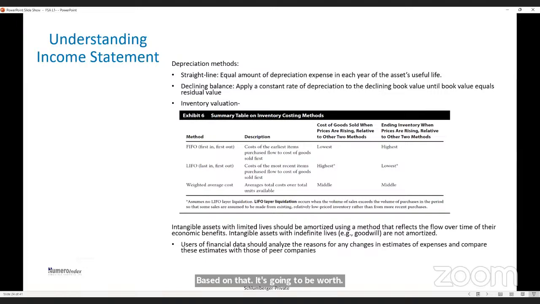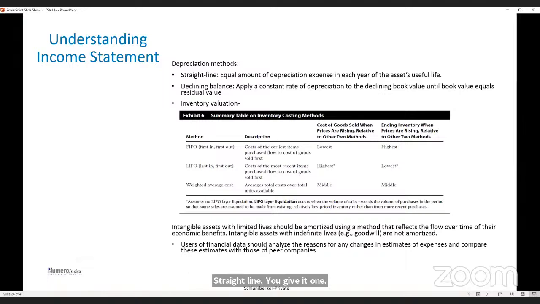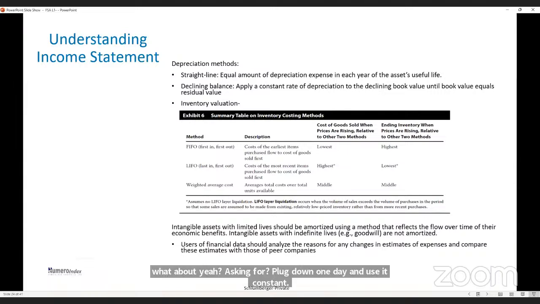Expect questions where they'll be comparing these things in terms of IFRS and US GAAP, or comparing straight line, FIFO, LIFO. Please be careful, just calmly distill it. You can even give it some numbers in the exam, right? Since you know that double declining is going to be higher, you can give it like 2. Straight line, you give it 1. Then whatever ratio you are asked for, plug that in there and use a constant value for the other variable.